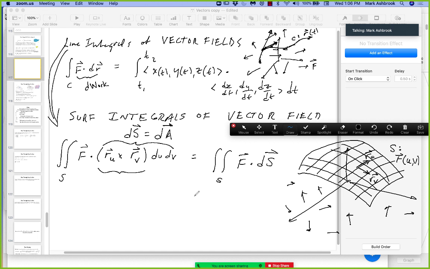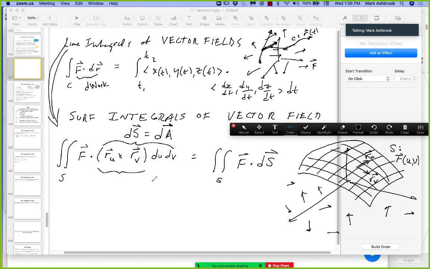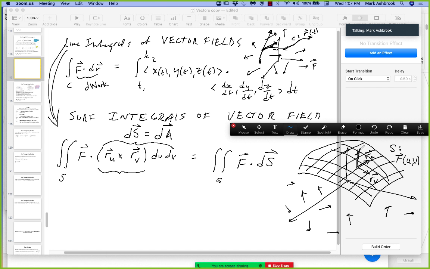So what is the vector cross product? What does that represent? Remember what you get when you take the cross product of two vectors: the vector that's orthogonal to both of those vectors. That's right. So if it's orthogonal to both those vectors, what is it also orthogonal to in this situation? The surface. Yeah, so ru cross rv is going to be orthogonal to the surface.